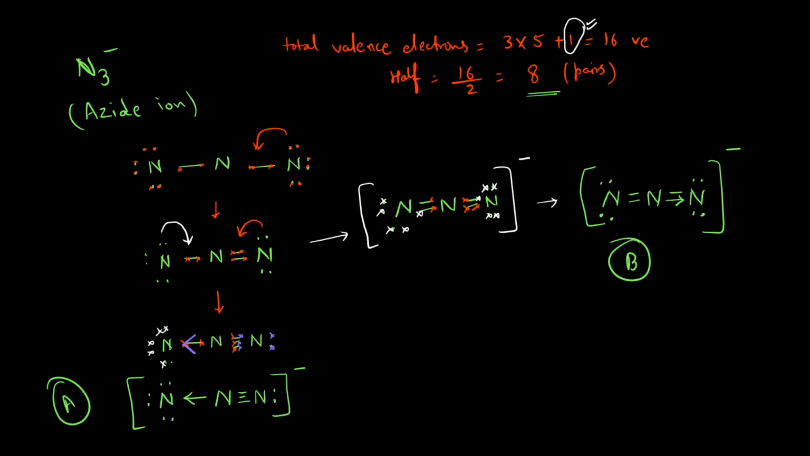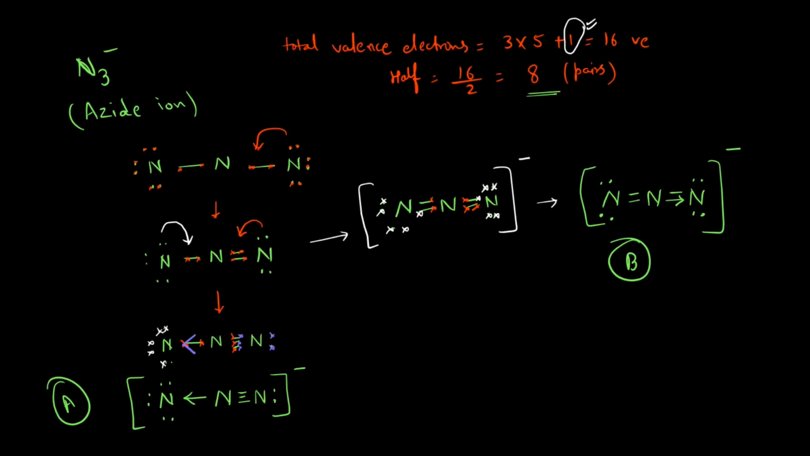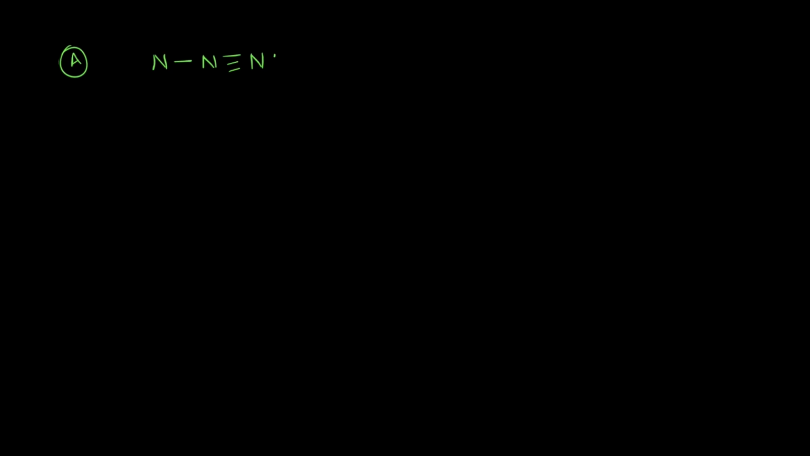In order to find that, we have to find the formal charges on each atom in the structure. So let us see the formal charges on each atom in structure A. My structure A is N triple bond N, and we have one lone pair here, and three lone pairs here, like this. So let us find the formal charge. I call this nitrogen A, B nitrogen, and C nitrogen.